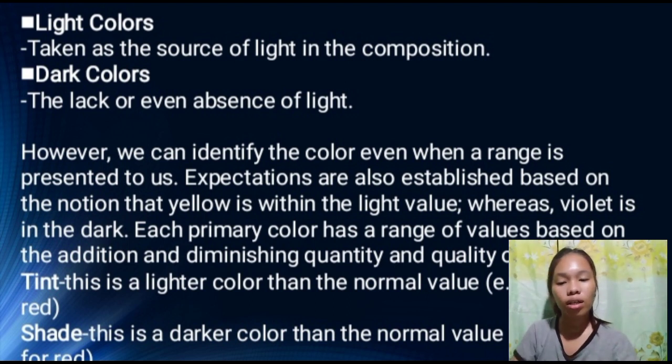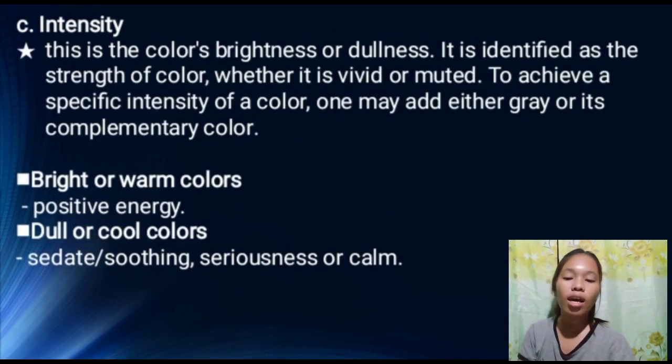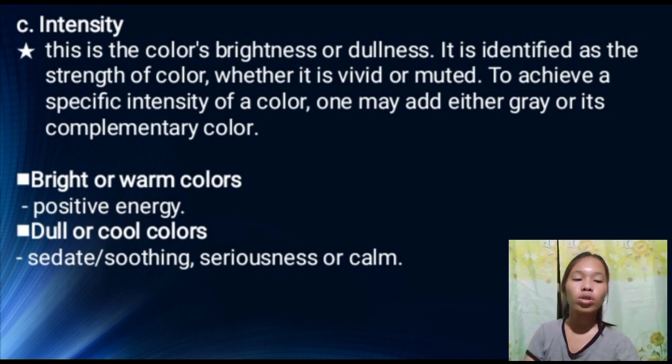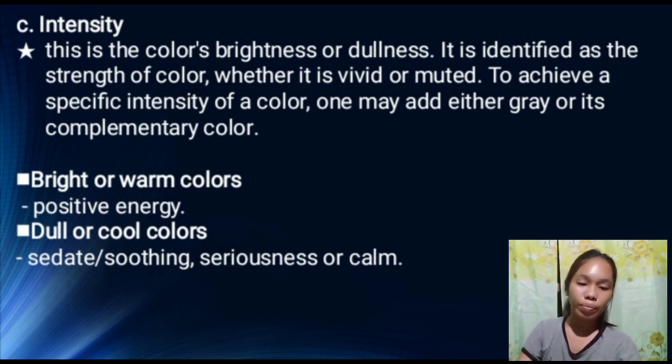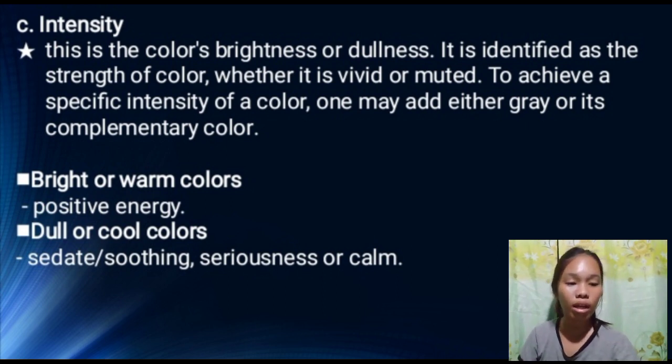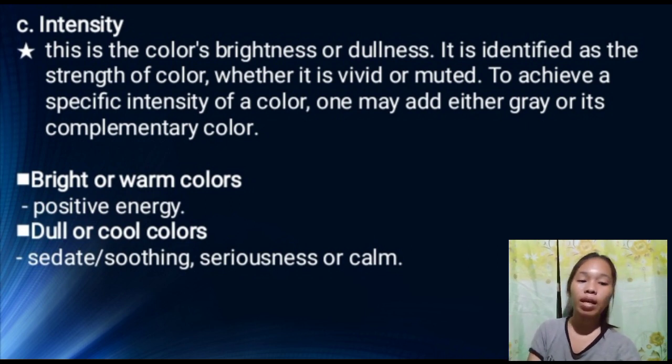And then there is intensity. This is the color's brightness or dullness. It's identified as the strength of color, whether it's vivid or muted. To achieve a specific intensity of color, one may add either gray or its complementary color. The value identifies light colors and dark colors, while the intensity identifies color brightness or dullness. So it is the difference between a color that is bright and a color that is very dull.